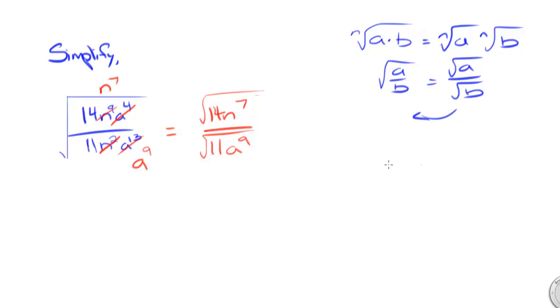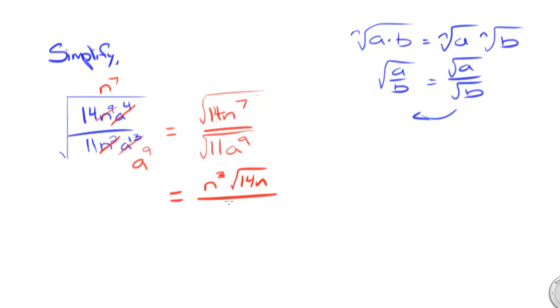What am I going to do next? The next thing I'm going to do is simplify each of these radicals independently. I'm not going to show you all the steps for this. Many of you are experts at this already. But on top, there are no perfect square factors in the coefficient. I'm going to pull out an n to the 6th. That gets square rooted and becomes an n to the 3rd on the outside. Leaves me with a 14n.